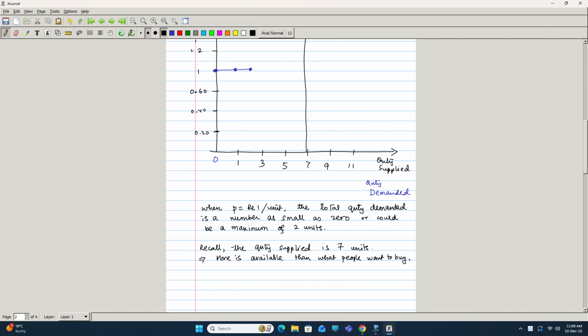So, there is a mismatch between the quantity supplied and the quantity demanded. So, more is available than what people want to buy. So, what will be the impact of this? The impact is that the price must fall. So, our price of 1 rupee per unit is too large a price that we started with. Instead of 1 rupee per unit, the price that we ought to take is going to be a much smaller number, right.